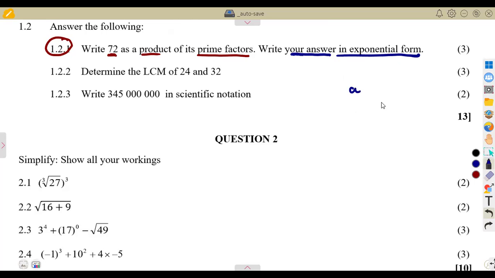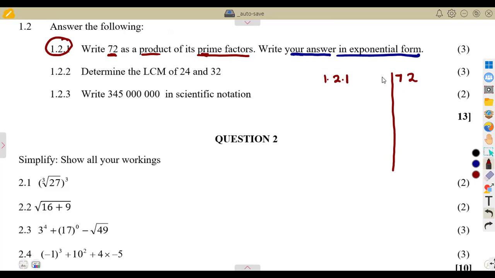That is the format of a to the power of something. That is exponential form, like 2 to the power of 3, 3 to the power of 2. So they want your answer in that format. Let's first express it as a product of its prime factors. Do not confuse yourself. Do it stage by stage. To write 72 as a product of its prime factors, you start to divide by the smallest possible prime number. Remember, prime numbers are divisible by 1 and itself.